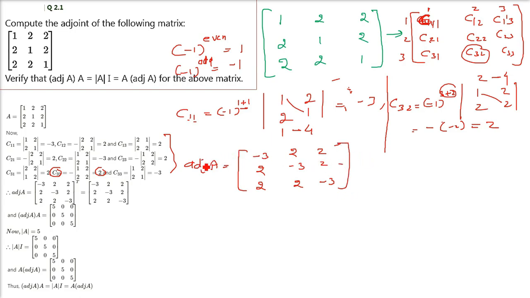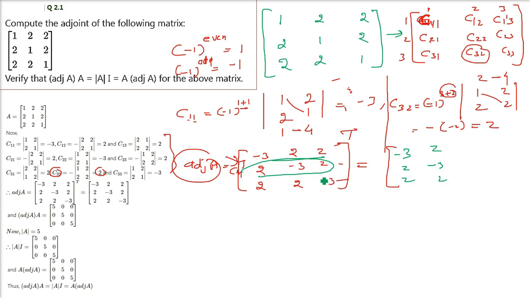Now, in order to find out the adjoint A, we will take the transpose of this matrix. We already got the cofactor matrix, which I showed you. Transpose of this means row and column you have to interchange. Row you have to make column, column you have to make row. And that is going to be your adjoint A. I'll just show you here. This row minus 3, 2, 2 will become the column. 2, minus 3, 2 is going to become a column. 2, 2, minus 3, this row is going to become a column. So this one is your adjoint A.